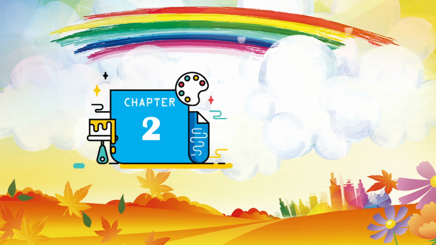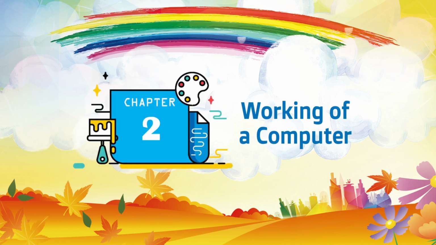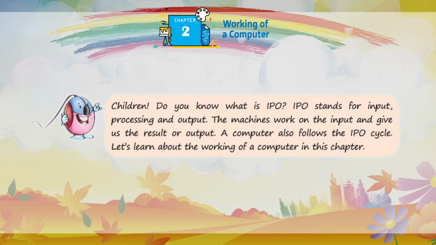Chapter 2: Working of a Computer. Children, do you know what is IPO? IPO stands for Input Processing and Output. The machines work on the input and give us the result or the output. A computer also follows the IPO cycle. Let's learn about the working of a computer in this chapter.